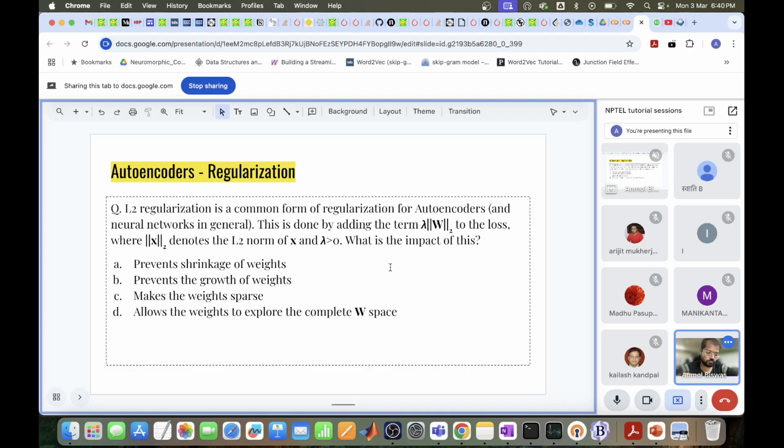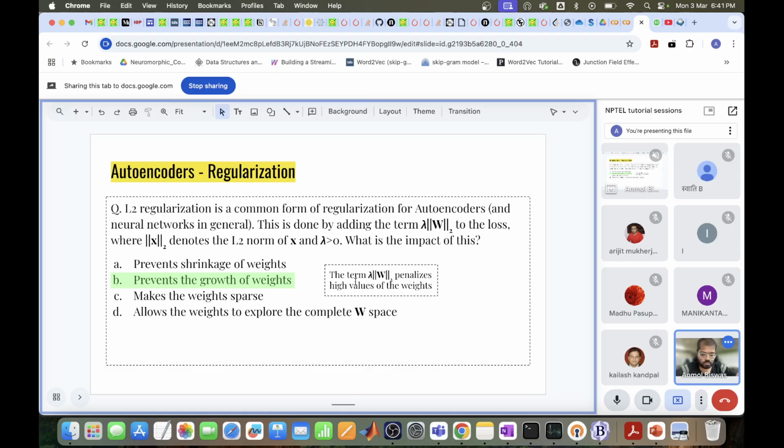And essentially what we want to do is minimize the loss. So if we minimize the loss, that is the same as saying that we want to minimize the absolute value of the weights. If you consider the options, this matches exactly with option B, which says that it prevents the growth of the weights. So it prevents the weights from becoming very large. That is what L2 regularization actually does.